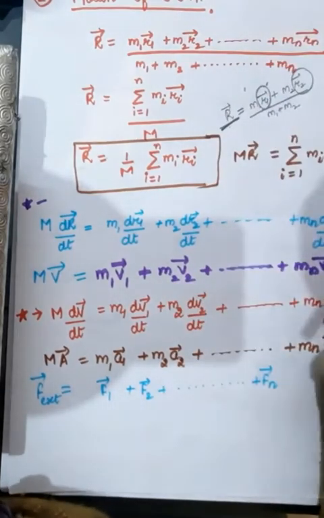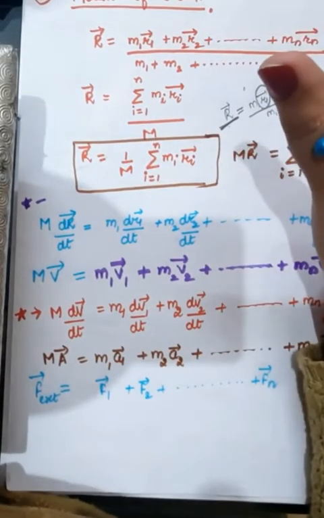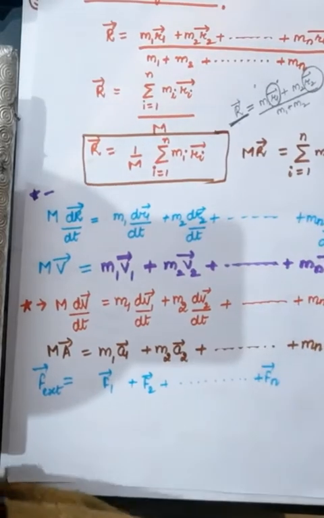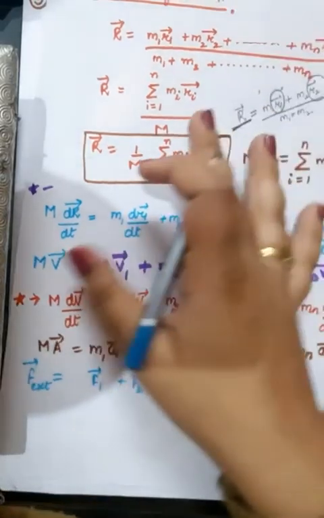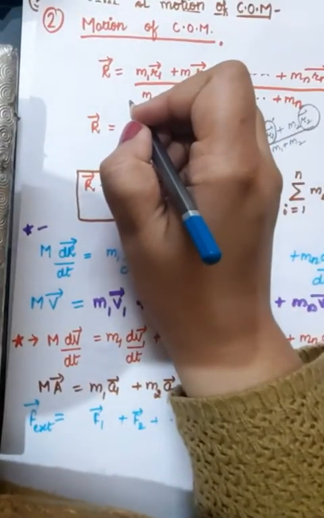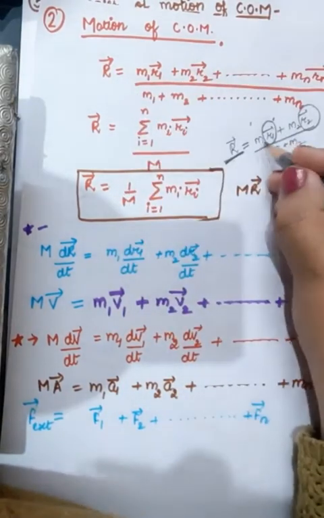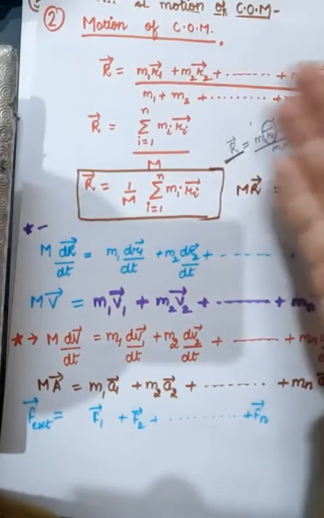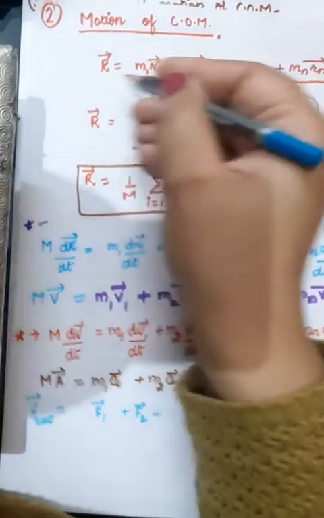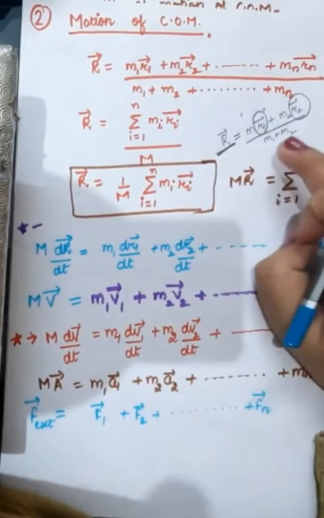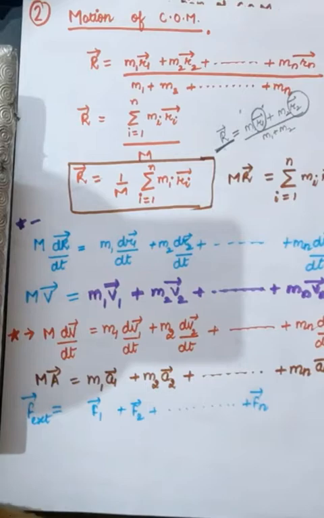But if your system has n particles, like it has many particles, then what are you going to observe? That if the system contains n particles, then the position vector formula can be extended to those n particles. In place of writing it for two particles, you can extend it simply: m1 r1 plus m2 r2 and so on up to mn rn. Similarly, the denominator can also be extended. In place of m1 plus m2, you can write m1 plus m2 plus so on up to mn.